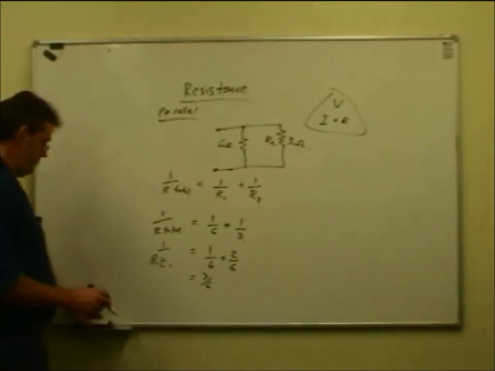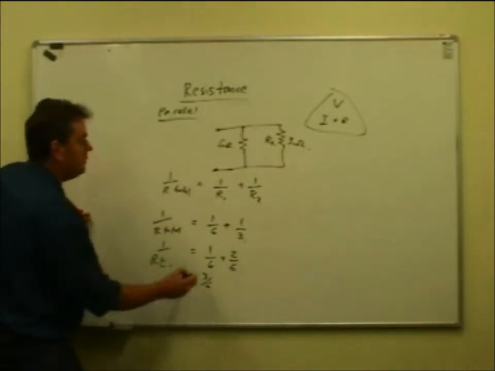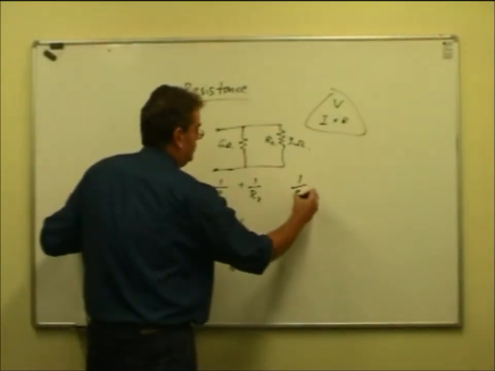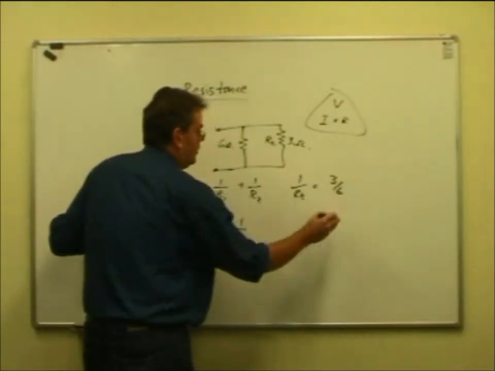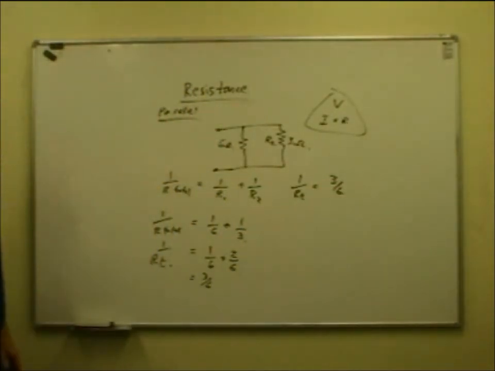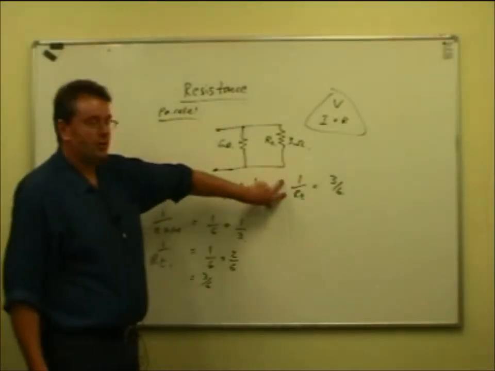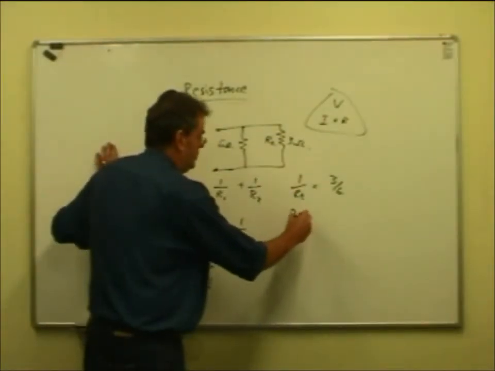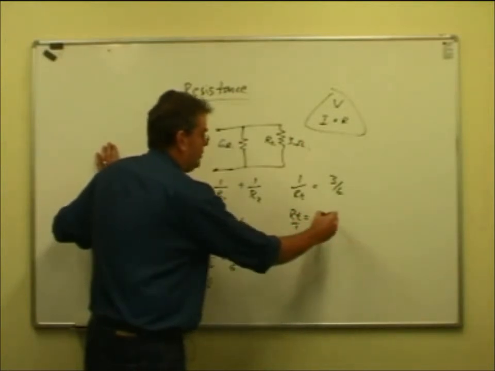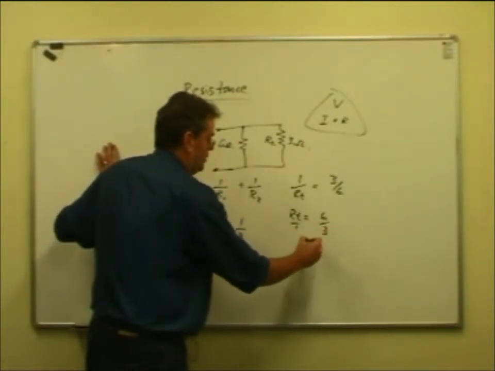So, 1 over our total is equal to 3 6. Okay. So now to get our total, we've got to tip them back up the other way. So our total is equal to over 1 is equal to 6 over 3. What's 6 divided by 3?